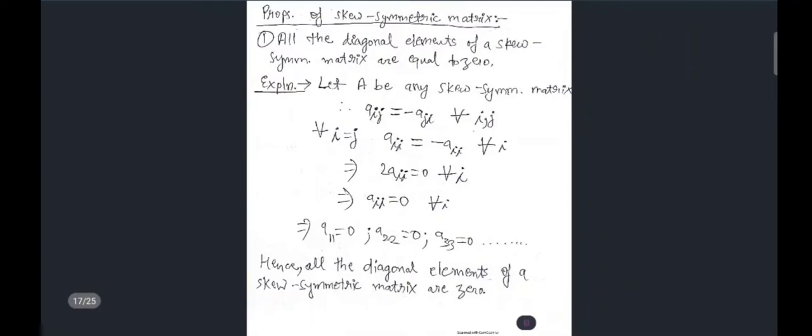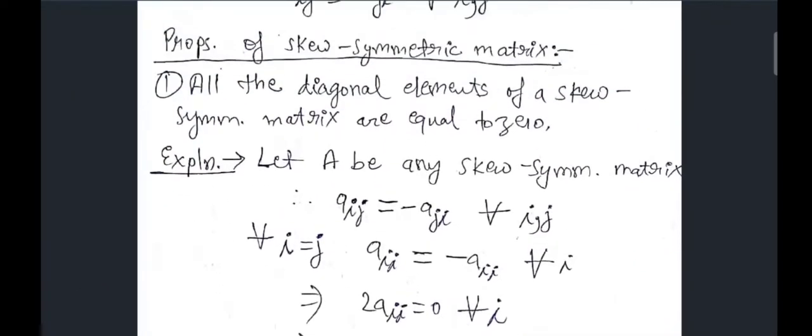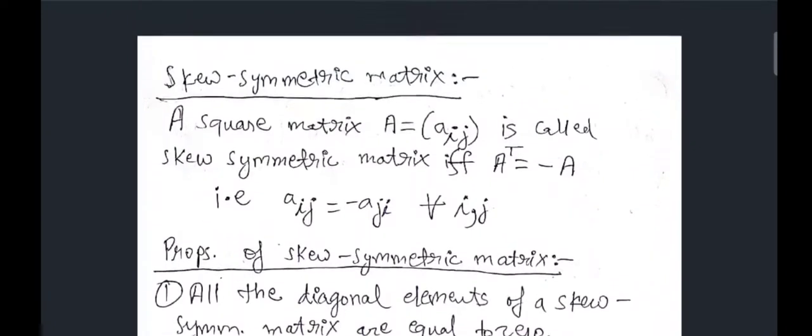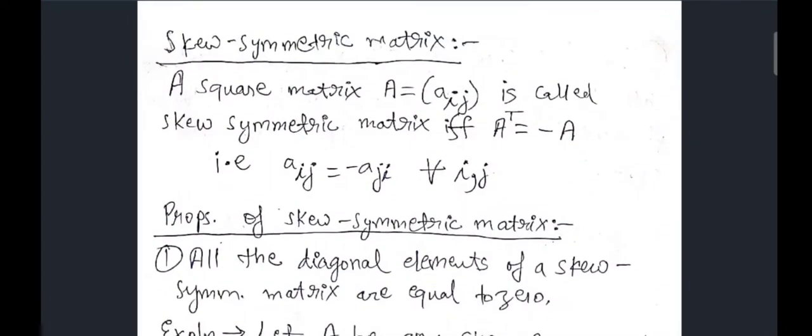Now we will move on towards properties of skew symmetric matrices. What is a skew symmetric matrix and what are its properties? A square matrix A equals [Aij] is called skew symmetric if and only if A transpose equals minus A. A symmetric matrix is one where A transpose equals A. But if A transpose equals minus A, then it is a skew symmetric matrix.